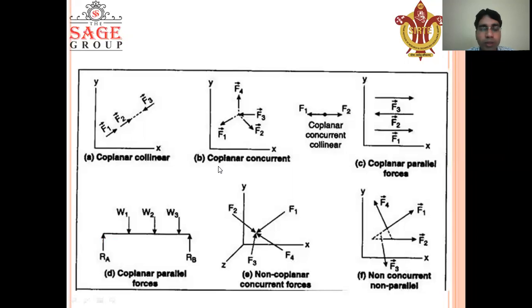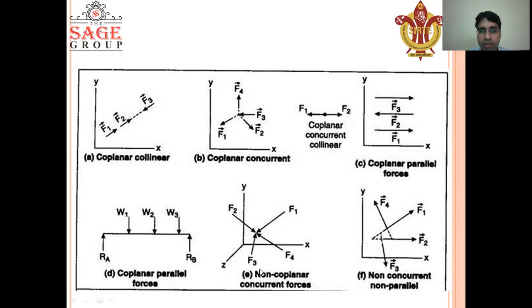Here you can see the coplanar concurrent forces. Coplanar we have already discussed. Concurrent forces means all the forces are acting at a point; all forces are meeting at a point. Here you can see the coplanar parallel forces, so all the forces are parallel with each other. This is an example: a beam which has three forces, W1, W2, and W3, acting downward, and two reactions acting upward, and all the forces and reactions are parallel.